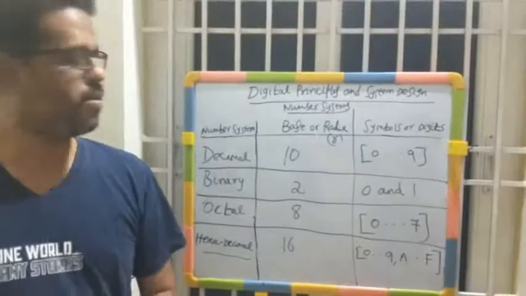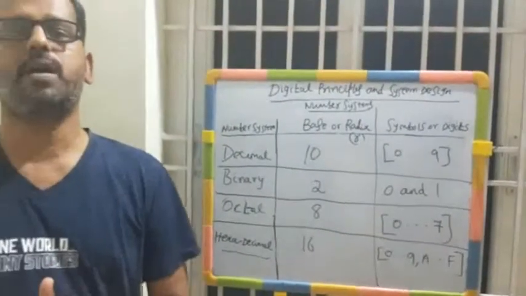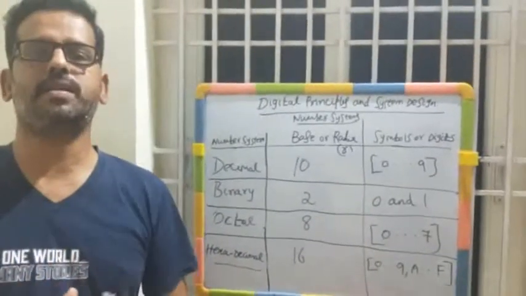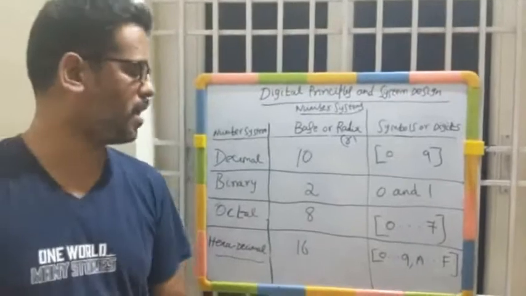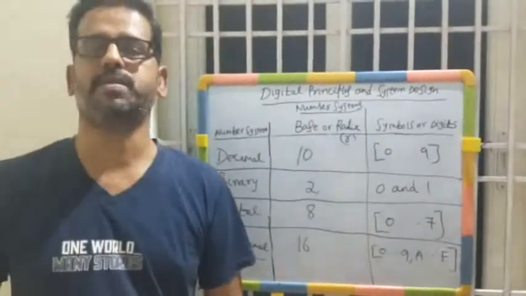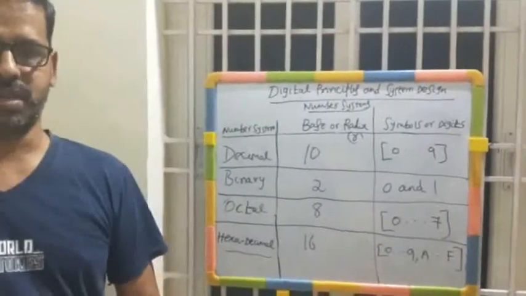So both octal and hexadecimal codes are useful for representing binary values in a simpler fashion. That is the purpose of using octal and hexadecimal number systems. Okay, now we will discuss the conversion.